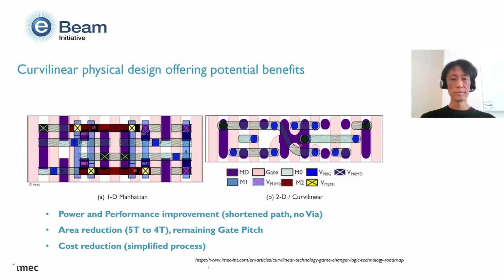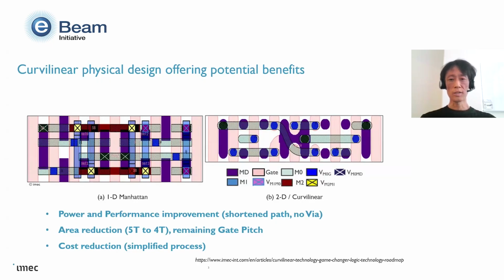In contrast, the curvilinear approach provides greater routing flexibility. Signal paths can follow smoother and more direct trajectories, reducing the routing distance and, in some cases, eliminating unnecessary vias. As a result, improvements in the power efficiency and the circuit performance are expected.